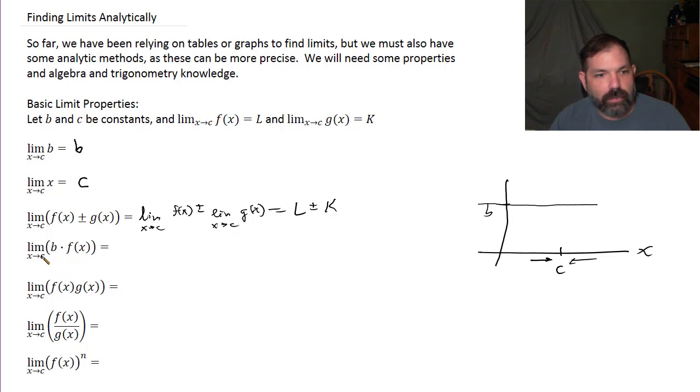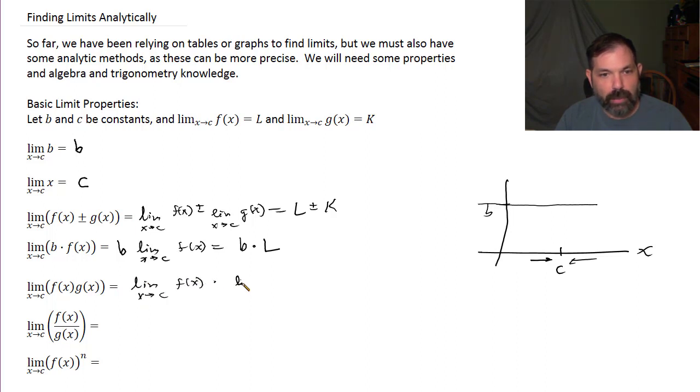Now, here we have the limit with x approaching c of some constant times f of x. So if we have a constant times a function and we're taking the limit, we are allowed to bring the constant outside of the limit. So this is b times the limit with x approaching c of f of x. And so then this would be b times L, whatever that limiting value is. If we're multiplying functions and then taking the limit, we can again break that up as a product of limits. This is the limit with x approaching c of f of x times the limit with x approaching c of g of x, or L times k.